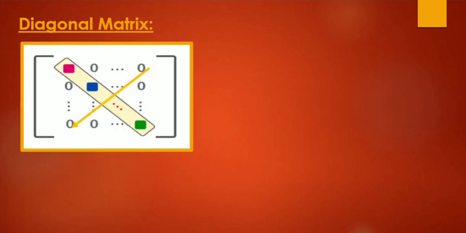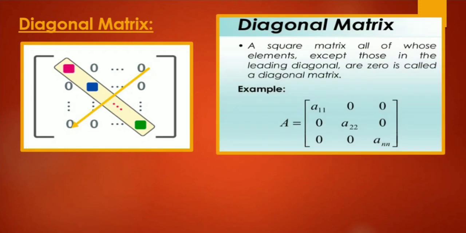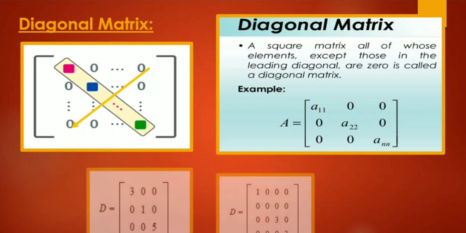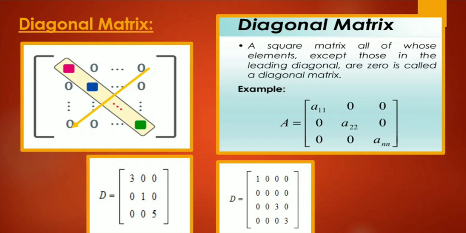This is a type of square matrix which is known as diagonal matrix. As the name shows, the main players will be the diagonals. According to the definition of the diagonal matrix, all the elements of the diagonal matrix are 0 except the leading diagonals. I'm highlighting the leading diagonals over here. You can see this is the first leading diagonal and this one is the second leading diagonal. But make sure that at least one of the leading diagonal entries is non-zero. You can see these two examples which I am quoting here. These are also diagonal matrices.